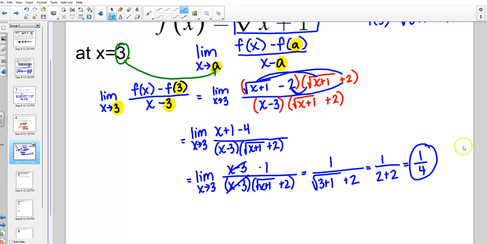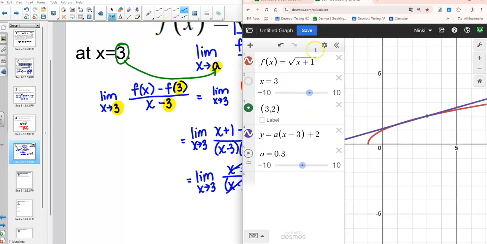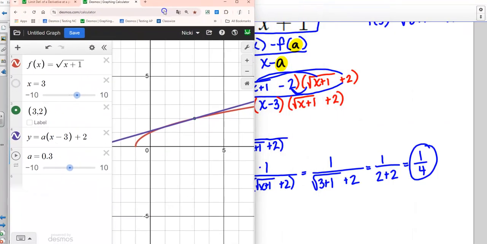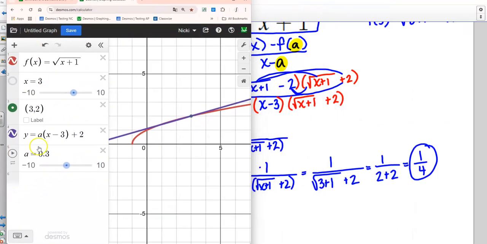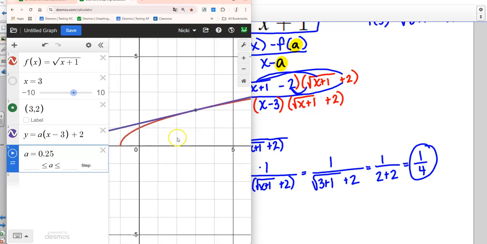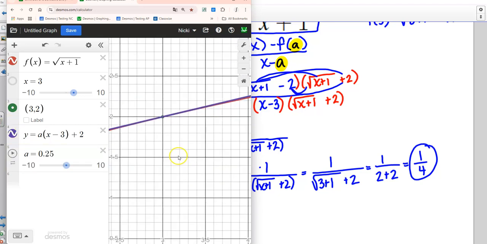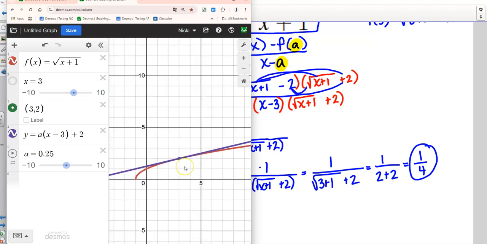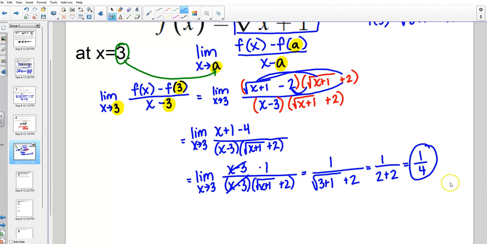And if I look at my Desmos graph over here for this, if I change that a right there, the reason I couldn't get it to work perfectly is because it's going up by tenths, and the answer is 1/4, which is 0.25. If I change that to 0.25, there is my tangent line right there. So the slope of that tangent line is up 1, to the right 4. So that would be the instantaneous rate of change at that point.